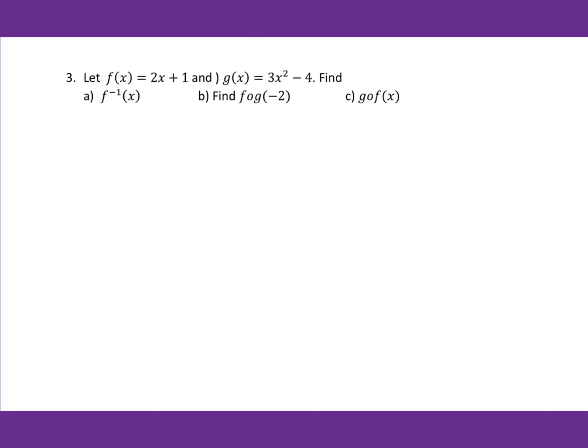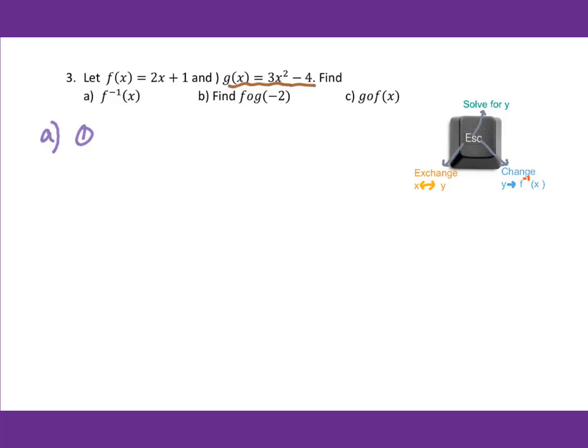Now let's go to number 3. Let f of x equals 2x plus 1 and g of x equals 3x squared minus 4. Find the inverse function of f of x. Whenever you look for an inverse function, we have to use the ESC button. That's the first step. Exchange x and y. So f of x, we know that's y, all y turning into x and all x turning into y. So we get x equals 2y plus 1.